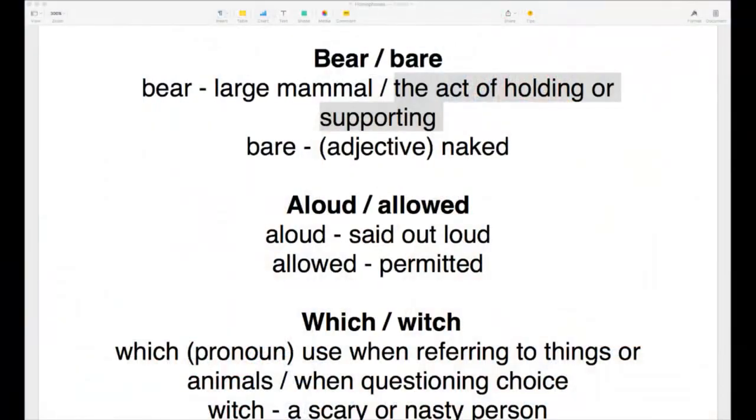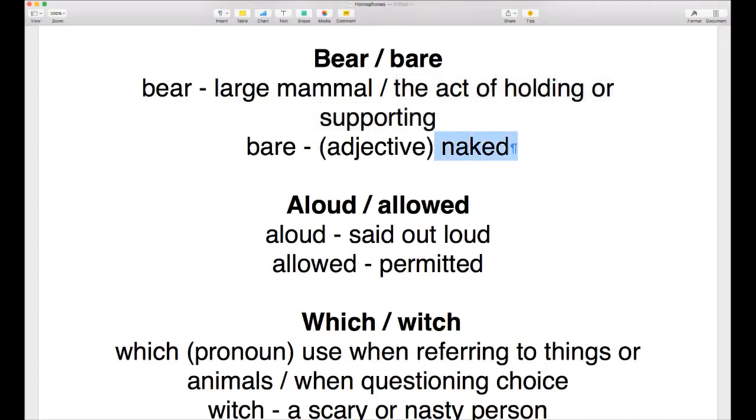Sometimes you'd say the phrase, I can't bear it. I hear that a lot. I can't bear it. And that means I can't support it. I can't stand it. It's driving me crazy. I don't like it. I can't support this anymore. I can't bear it. And then the other version of the word bare basically means naked.